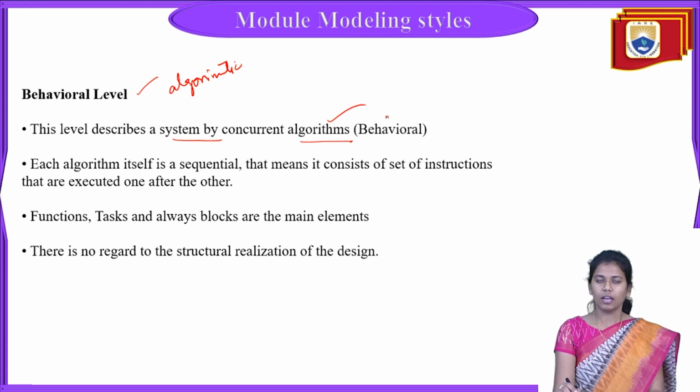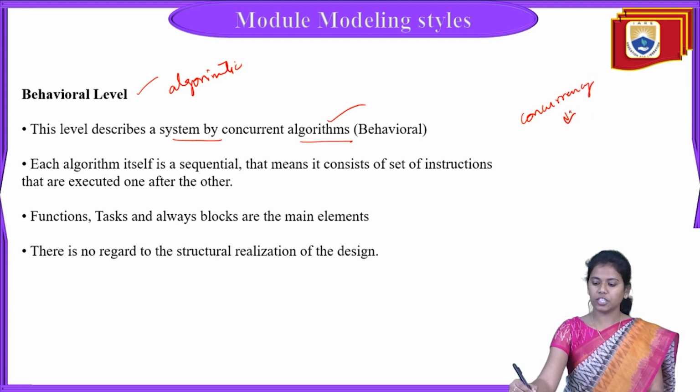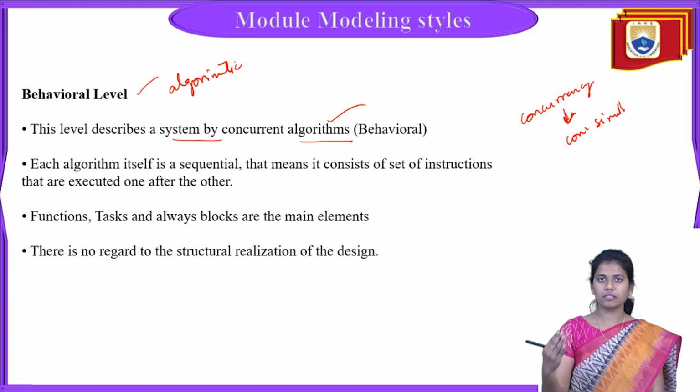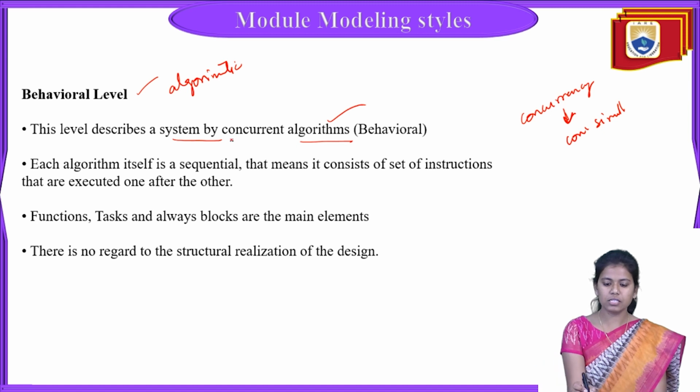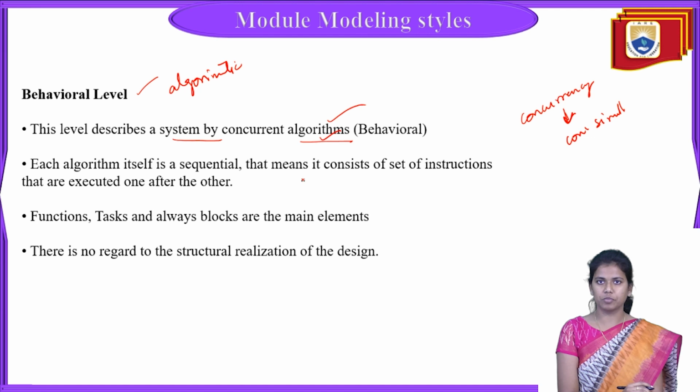As I said in the previous session, we have discussed concurrency. That means what? The output can be achieved concurrently, that means simultaneously. It cannot be achieved one after the other, but simultaneously we can alter the inputs and the outputs in order to obtain the perfect output. So this level describes a system by concurrent algorithms. That is the behavioral model, the behavioral level.